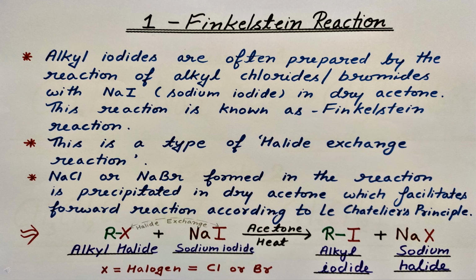Now first of all, covering Finkelstein reaction, it is a very simple halide exchange method in which halogen atom of alkyl halide is exchanged with the iodide of sodium iodide. In this reaction, alkyl iodides are prepared by the reaction of alkyl chlorides or alkyl bromides with sodium iodide in the presence of dry acetone. The side product NaCl or NaBr formed in this reaction is precipitated in dry acetone, which facilitates forward reaction according to Le Chatelier's principle.